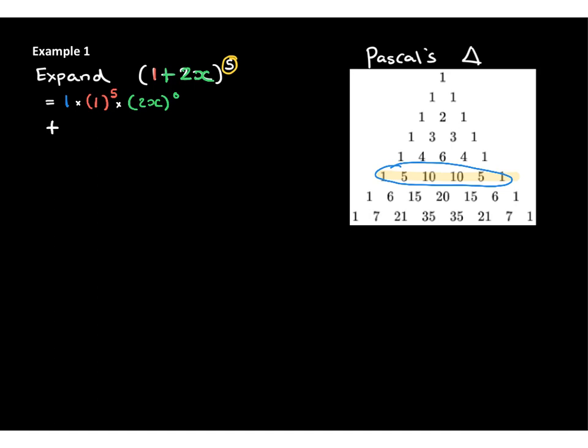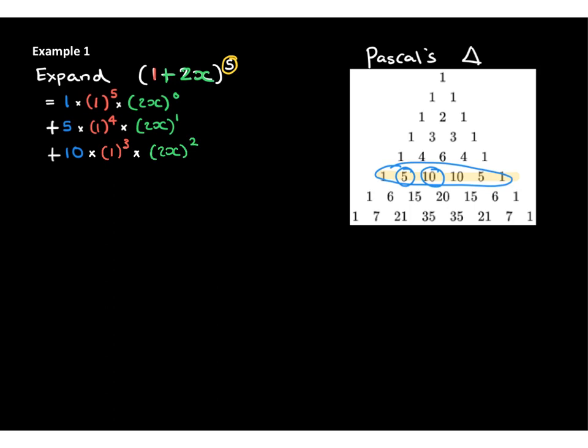Now, how do I start generating the next term? Well, I take the next coefficient from Pascal's triangle, which is a 5. I then take 1, raise it to the power of 4. So the powers of 1 descend. The powers of 2x ascend. So look at the pattern. Next term, I want the next coefficient from Pascal's triangle, which is 10. 1 would be raised to the power of 3. 2x would be raised to the power of 2.